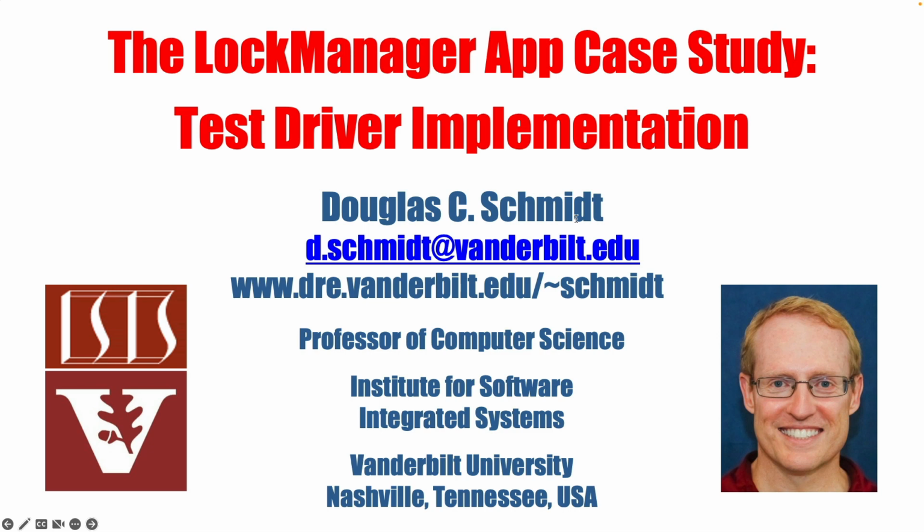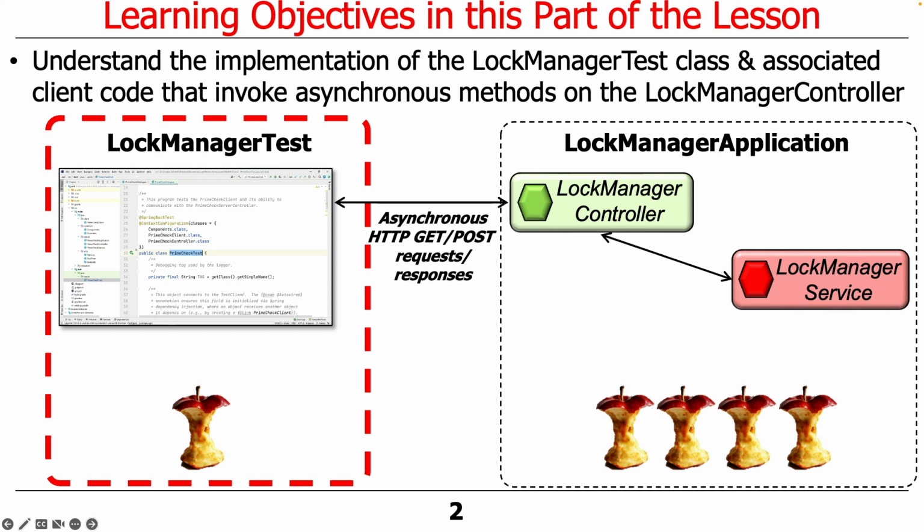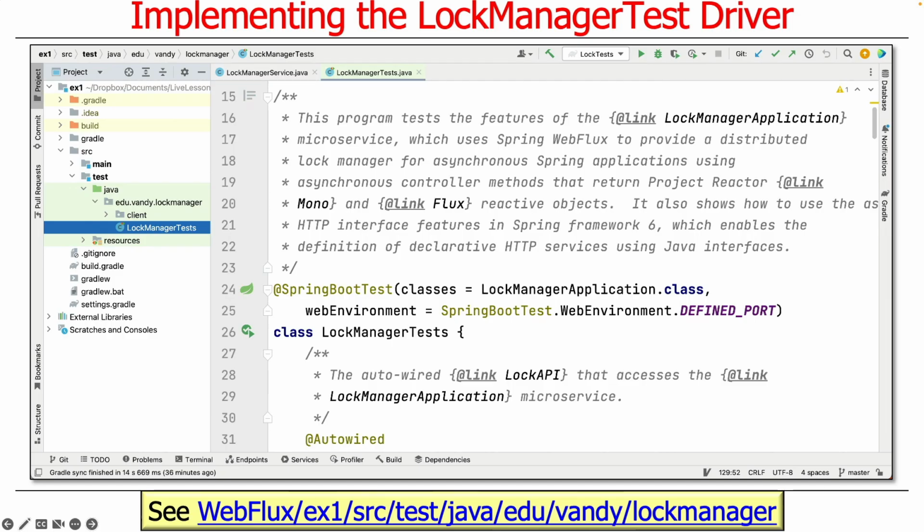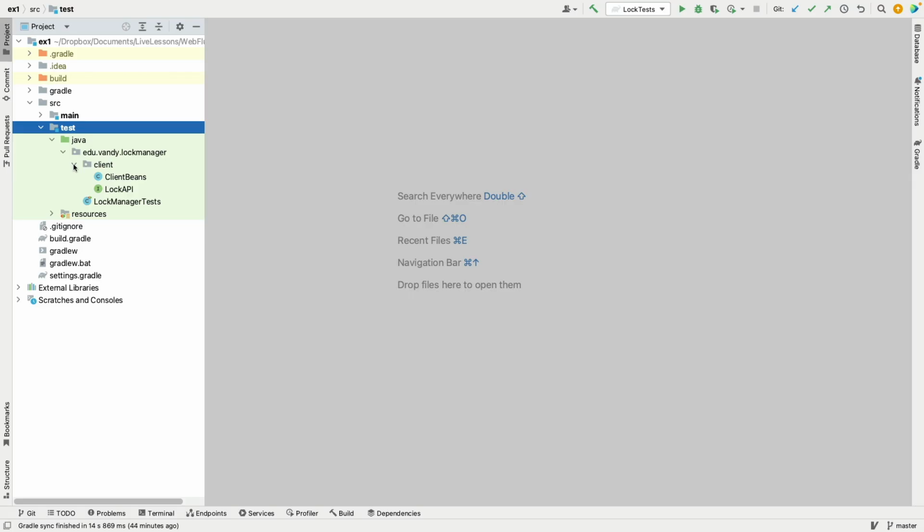So the last piece of the puzzle from this example is the test driver implementation, which of course is the LockManagerTest, as well as the code that we'll look at in a second that does the lock API and the server bean that we looked at. That's pretty straightforward. So you can get all this code here in my GitHub repository at this link. So we're now back in IntelliJ again, looking at the LockManagerTests portion of the program.